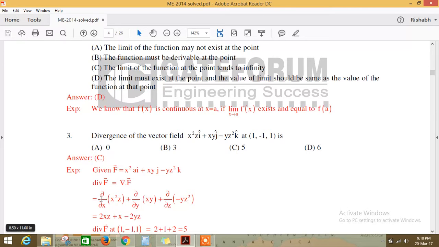What is this dou by dou x? This is the partial differentiation of this function with respect to x, and similarly the second and third. If you take the partial differentiation, you will get 2xz plus x minus 2yz, and you have to find out the divergence at 1, minus 1 and 1. By substituting the values, you will get the answer as 5, which is option C.